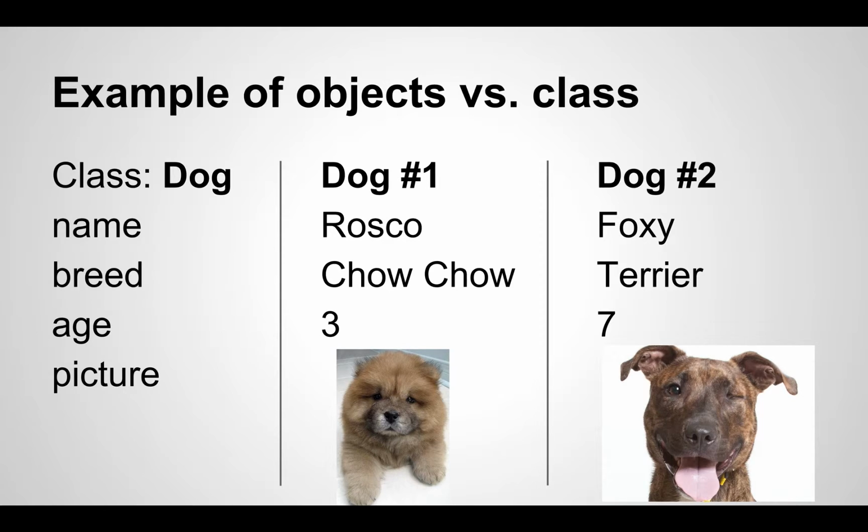The name is Roscoe, the breed is Chow Chow, the age is 3, and the picture is right down. Now dog number 2 is another object. The name is Foxy, it's a terrier, the age is 7, and here is another picture. As you can see, these two are objects, and we can keep adding more real dogs, which would be objects spawned from this class.